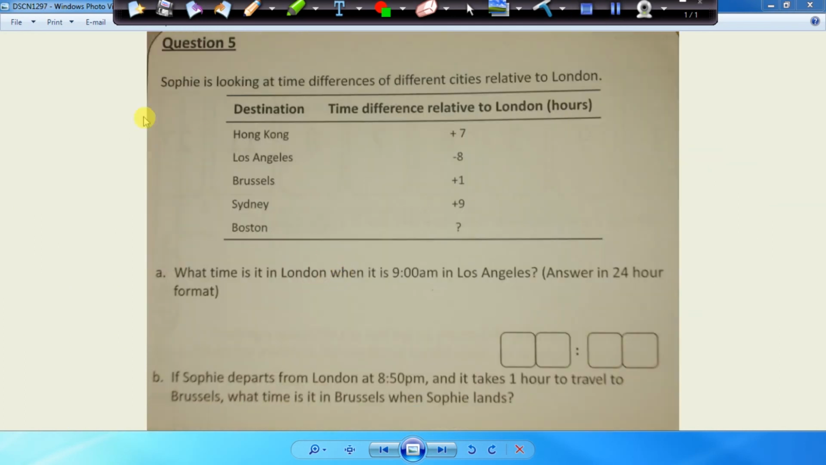Right, question number 5. Sophie is looking at time differences of different cities relative to London.